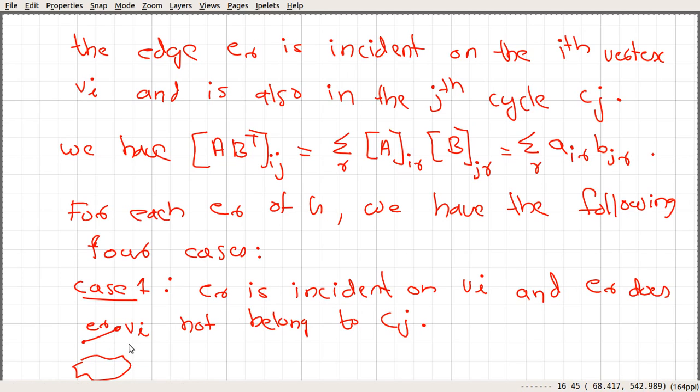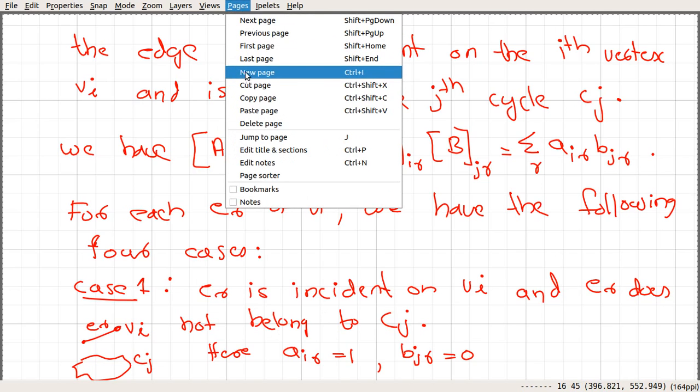If this is the case, then we can very easily see that A ir is equal to 1 by the definition of the incidence matrix, since Er is incident on Vi, and B jr is equal to 0, since this edge does not belong to the cycle Cj. So this product will be equal to 0. Let's consider the other cases: Er is not incident and Er belongs to the cycle, and so forth. Let's go through those 4 possibilities.